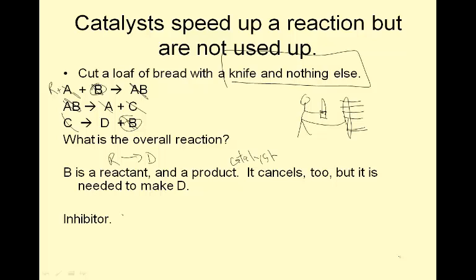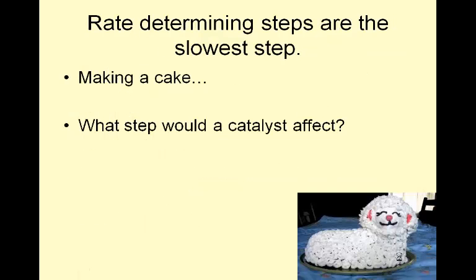It cancels too, but is needed to make D. An inhibitor does the same thing, but it slows down a reaction. So it is used up and then reformed. Rate determining steps are the slowest step.